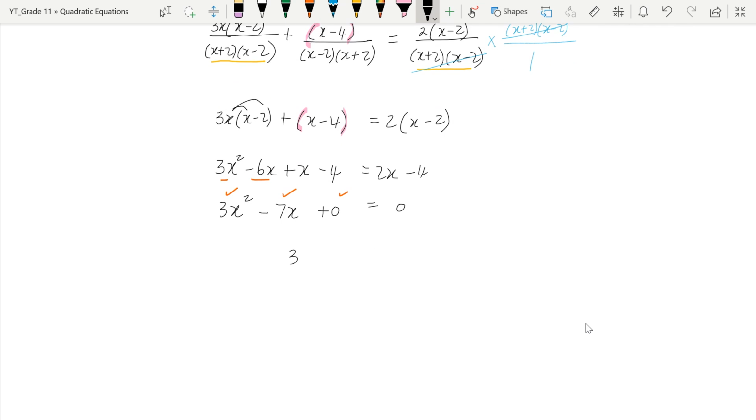And then how do we solve this? Let's just take out a common factor. You can also just put it in on your calculator. I'm just going to take out an x. Then I'm left with 3x minus 7 is equal to 0.